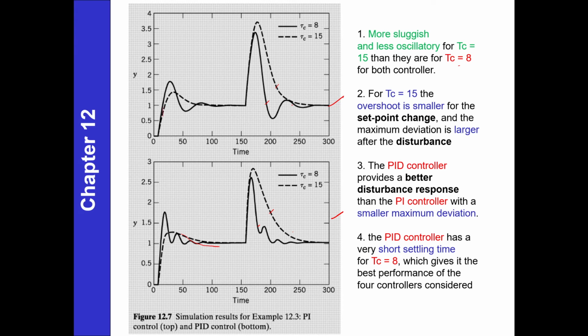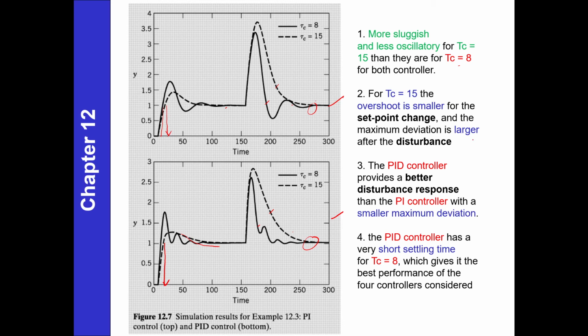If we compare the rise time, it took a slightly higher rise time. In terms of settling time, it is also higher. The settling time for tau c equal to 15 is higher than for tau c equal to 8.